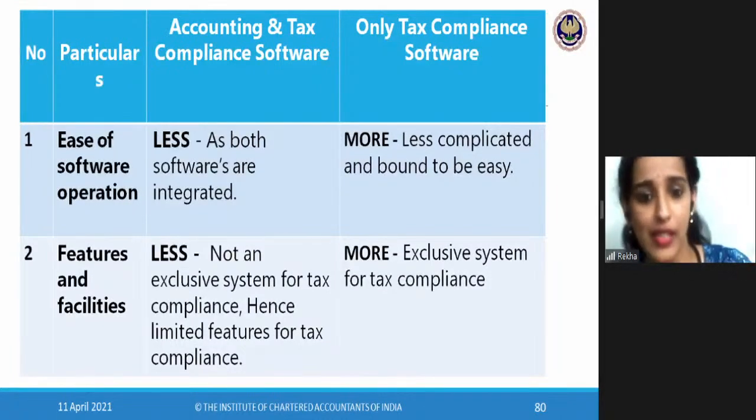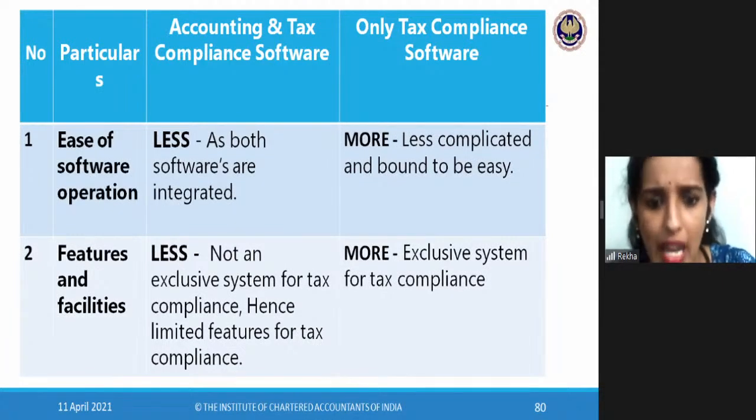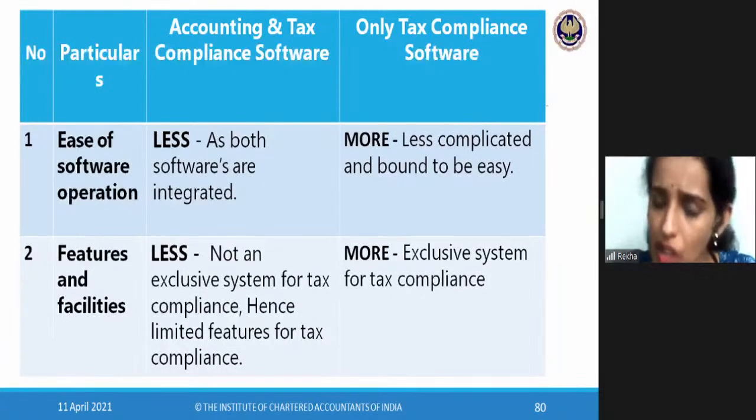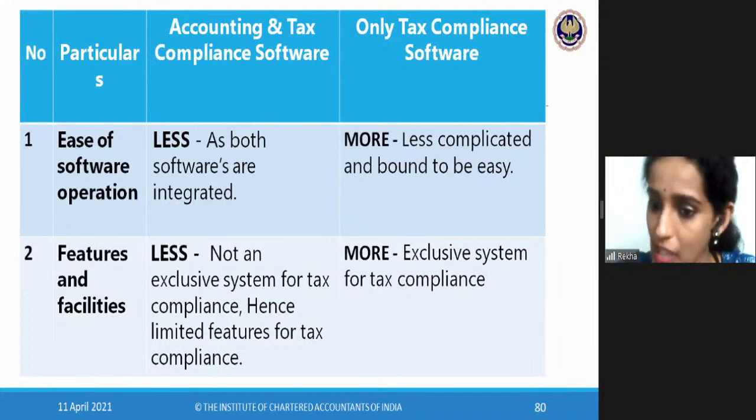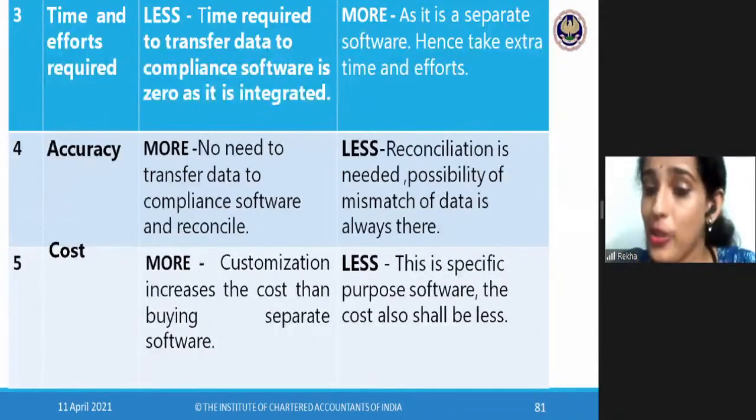Say, for example, if the software is integrated, it has fewer features, because it is not only for your tax compliance. So you will have limited features. The number of features will be more when you have one particular software only for tax compliance. But accuracy wise, which is more accurate, the one having both, right?